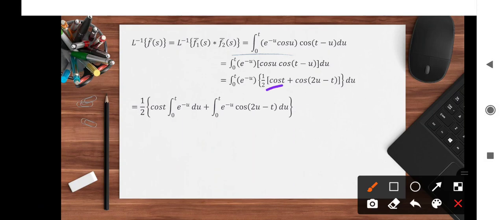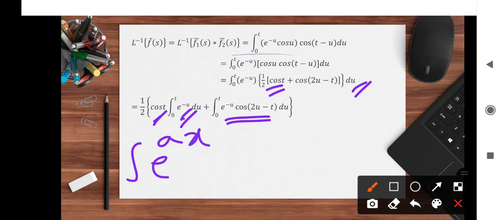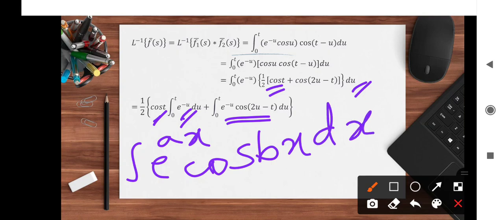Now see here cos t is constant with respect to u. So you can write cos t outside the integration so that the first integrand is a very simple function, that is e raised to minus u, and the second integrand is e raised to minus u cos of 2u minus t. This second integration is very similar to integration of e raised to ax into cos bx dx. Already the result for this integration is given.